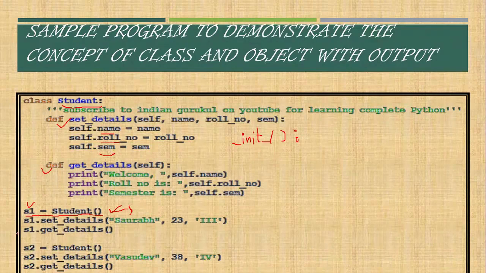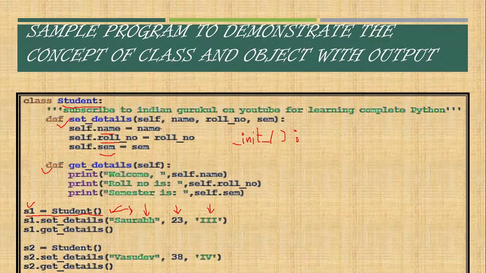So for this, I will be needing to call this set details method explicitly. After instantiating this object S1, this set underscore details method, which is an instance method, is called explicitly by using the dot operator and the name of the method, and then we are passing three parameters within it. The first is the name, the second is the roll number, and the third is the semester.